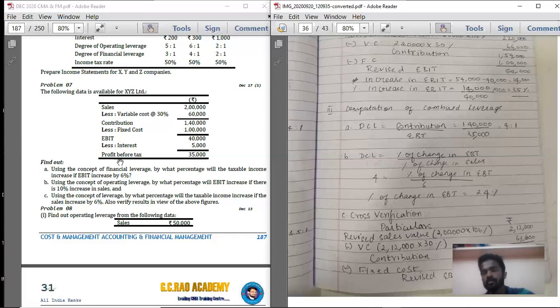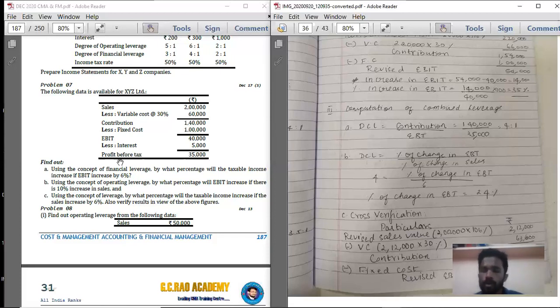So below that, point number B, DCL is equal to percentage. What is the formula? Another formula for DCL: percentage of change in EBIT divided by percentage of change in sales, or we can even use percentage of change in EPS divided by percentage of change in sales, because the number of shares are not going to vary. After EBT, we will deduct tax and then calculate PAT. That PAT belongs to EPS. So the percentage DCL formula, that is degree of combined leverage formula, can be taken as percentage of change in EBT divided by percentage of change in sales.